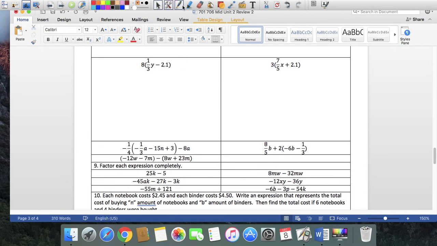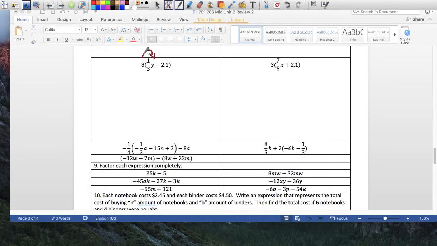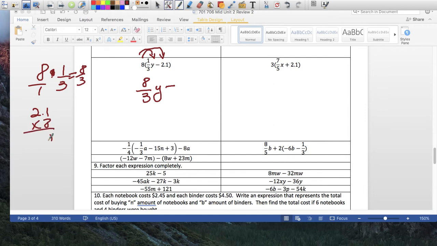Not much different, so multiply these two, distributive property. 8 times 1/3, so you get 8 times 1/3. Put it over 1, and it becomes just 8 over 3. 8 over 3y minus, because it's a positive and a negative, and 8 times 2.1, 2.1 times 8, you get 16.8. Can you leave your answer like this?